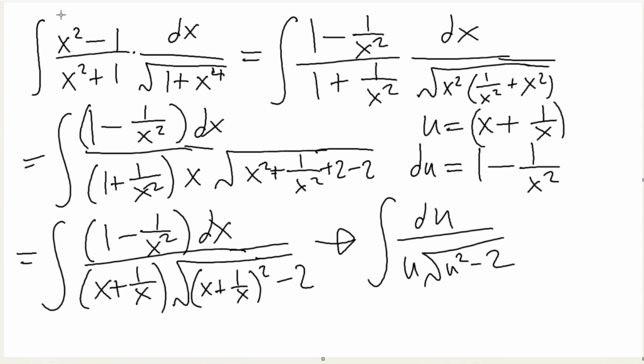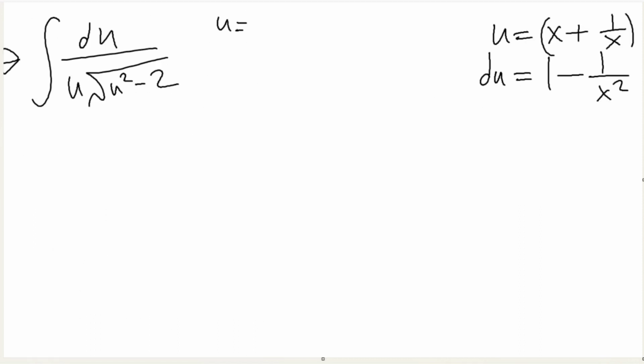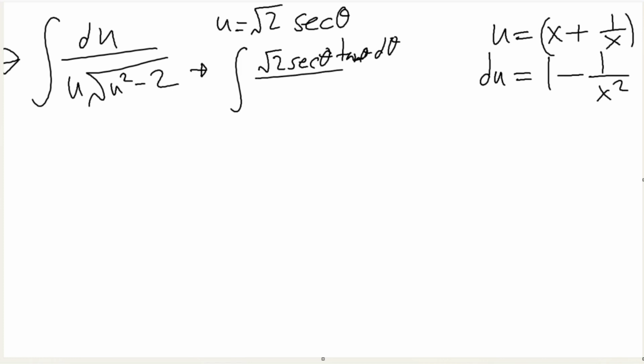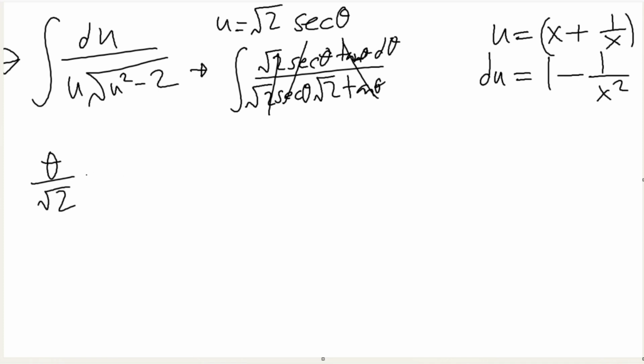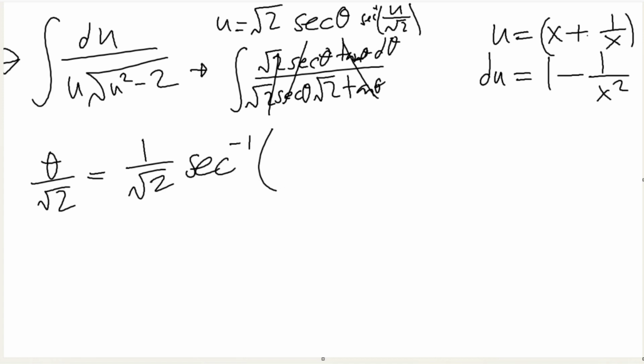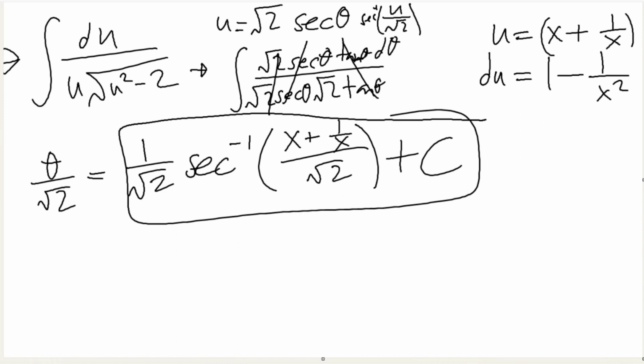It's a trig sub. Let u equal root 2 secant theta. Then this becomes root 2 secant theta tangent theta d theta, and then this is root 2 secant theta, and then we purposely made this factor out root 2 tangent theta. Oh wow, this is 1 over root 2, so it's theta over root 2. And what does theta equal? Inverse secant of u over root 2. And what is our u? x plus 1 over x, over root 2, plus c. And that is our answer.